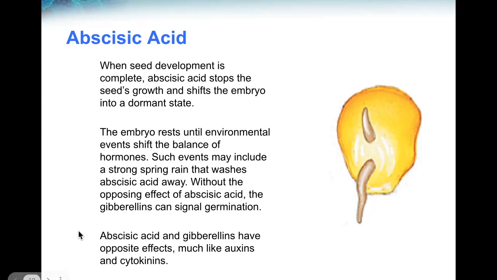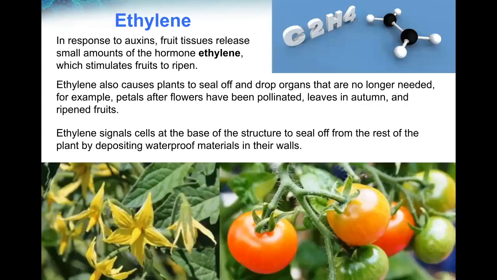Abscisic acid and gibberellins have opposite effects, much like auxins and cytokinins. In response to auxins, fruit tissues release small amounts of the hormone ethylene, which stimulates fruits to ripen. Ethylene also causes plants to seal off and drop organs that are no longer needed, for example, petals after flowers have been pollinated, leaves in autumn, and ripened fruit. Ethylene signals cells at the base of the structure to seal off from the rest of the plant by depositing waterproof material in their walls.